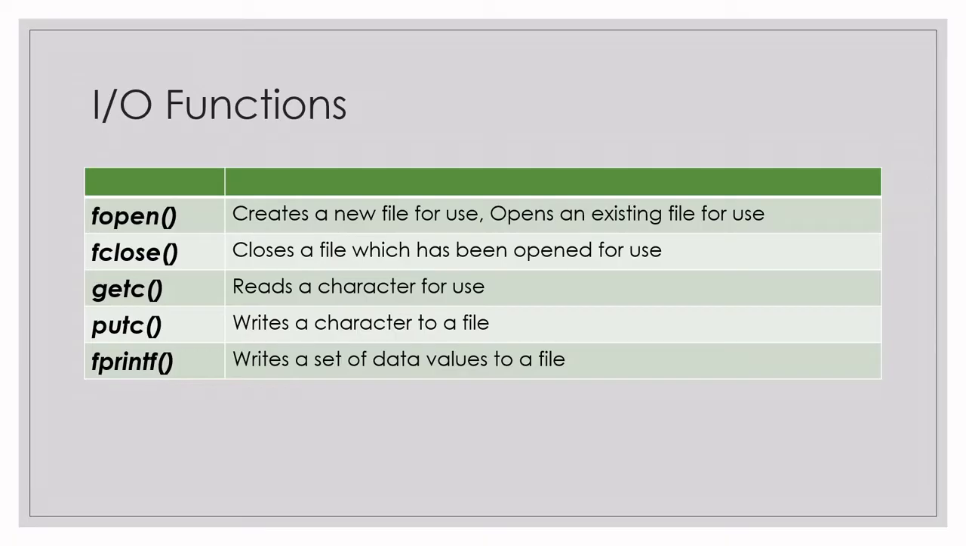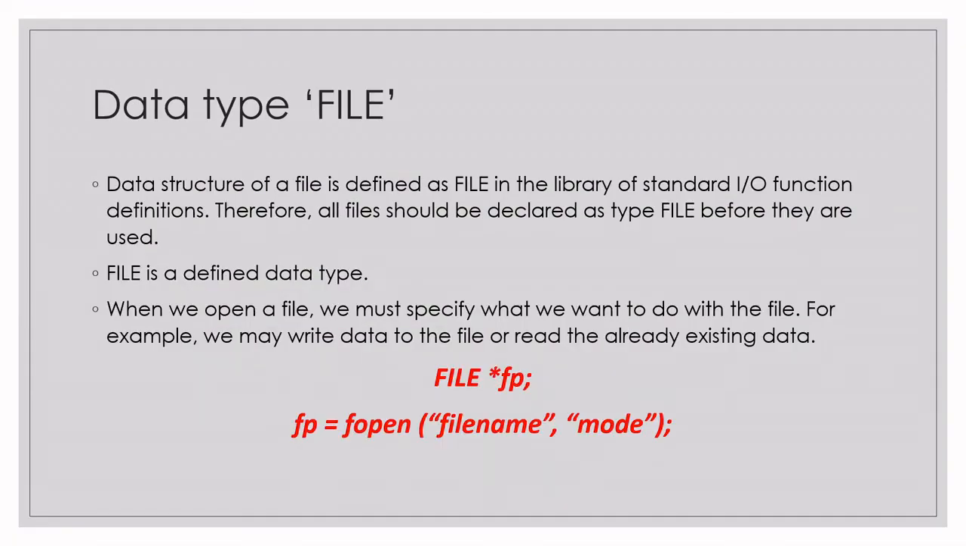Then to read a character, we use getc. To write a character to a file, we use the putc function. And fprintf writes a set of data values to a file. printf is just a console operation, but fprintf means to print or write a set of values to a file. There are several other functions also. And FILE is a defined data type.